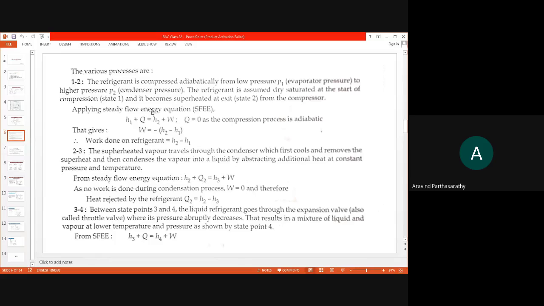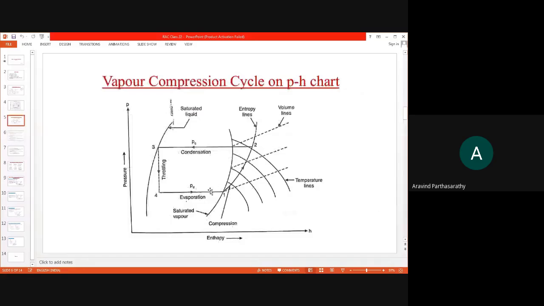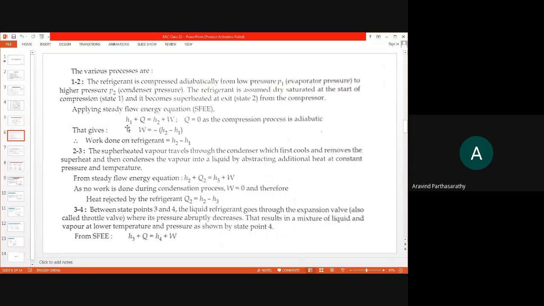The steady flow energy equation is H1 plus Q equals H2 plus W. You can see in the diagram, H1 is at state point 1, plus Q, the heat added to the system, and W is the work added to the system in the compressor, and you will get state point 2. So from this you can see that H1 plus Q equals H2 plus W.